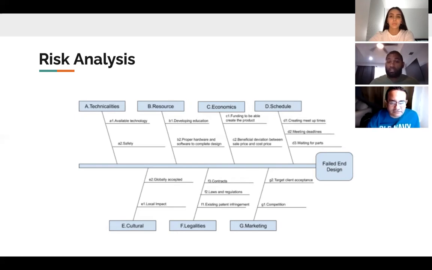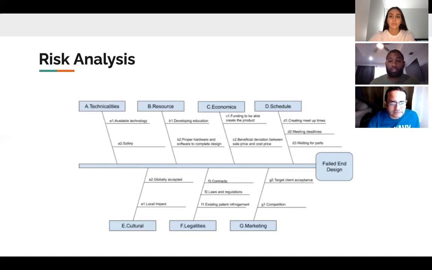And economics, we're going to be looking at funding. Are we going to be able to fund the product? Is it going to be expensive for us to create or is it feasible? As well as is there a beneficial deviation between the sale price and the cost price? So is the cost of the product going to be worth it for us to sell in the future? Are we going to be able to make a profit? Or is that not worth it in the end?